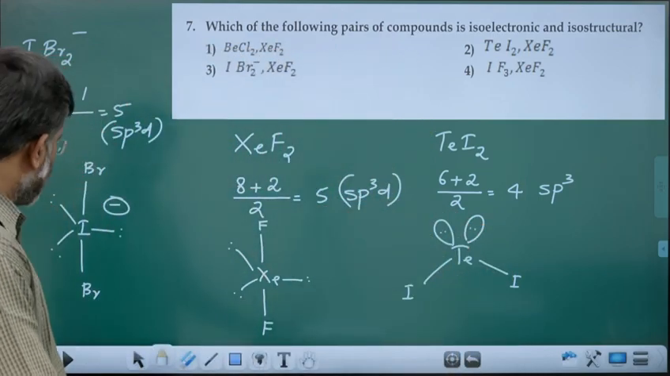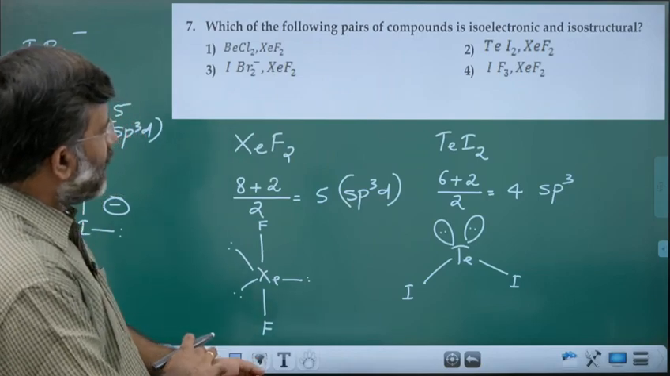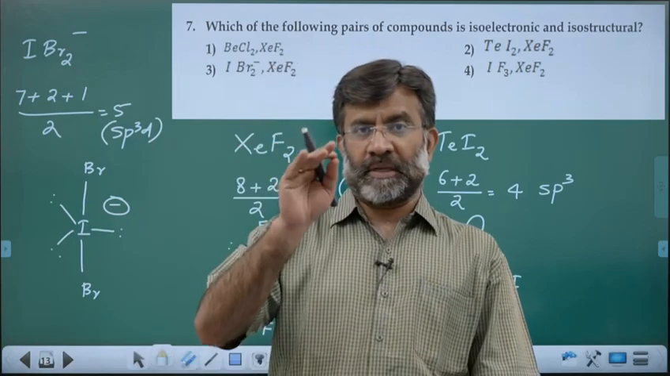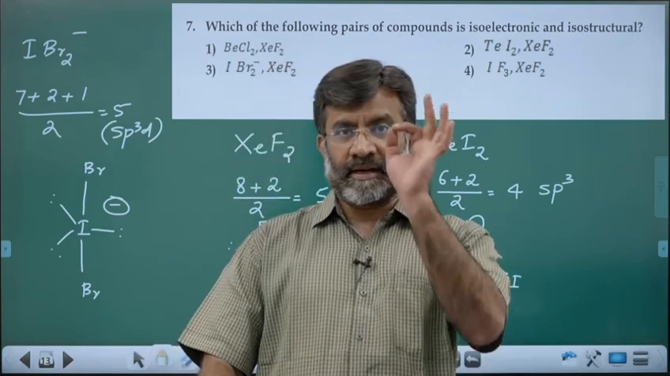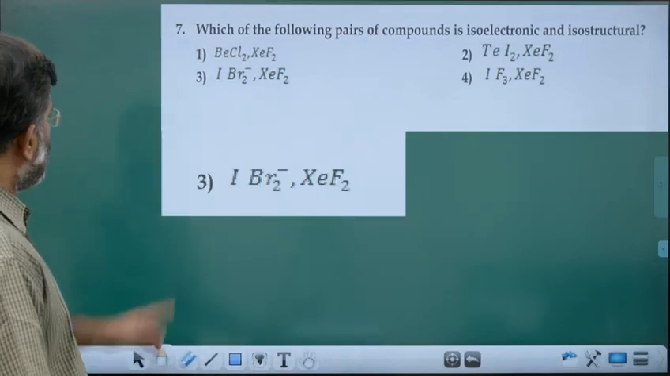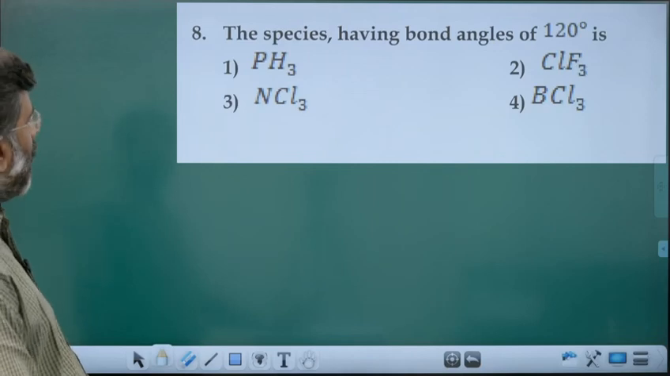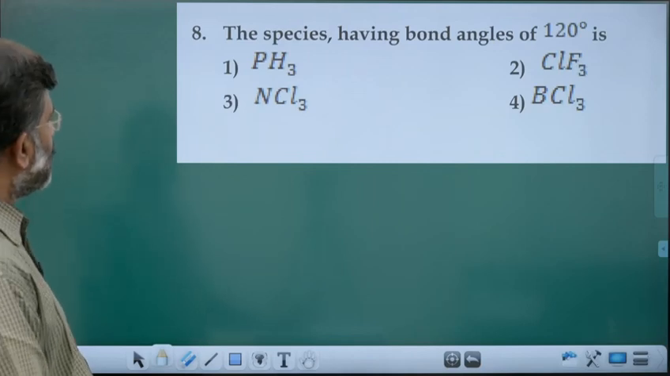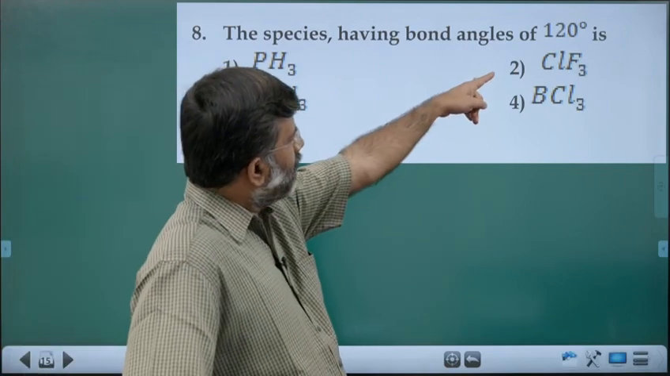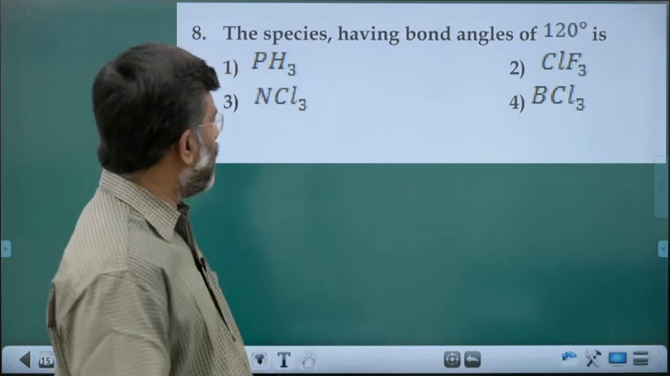Next, what will be the IF3 character? IF3 will be T shape, sp3d hybridization, T shape. Okay, next. So third choice is the answer. Bond angle 120 degree. This is somewhat less than 90 degree. That is T shape, less than 90 degree due to lone pair.